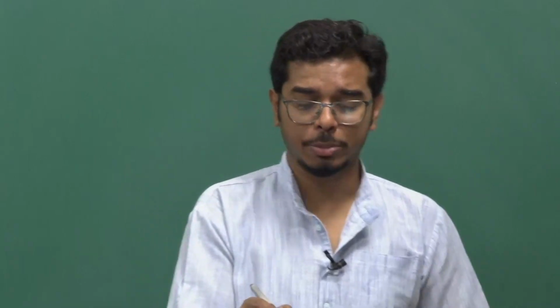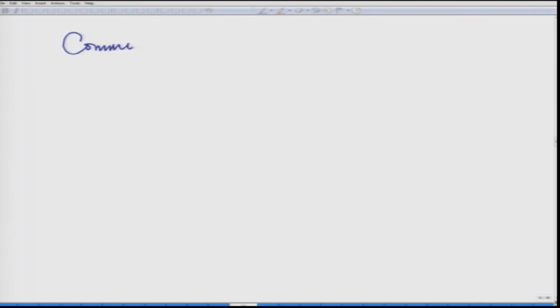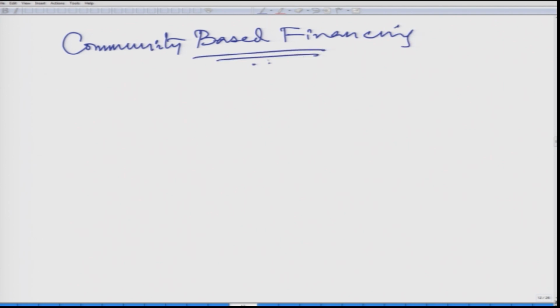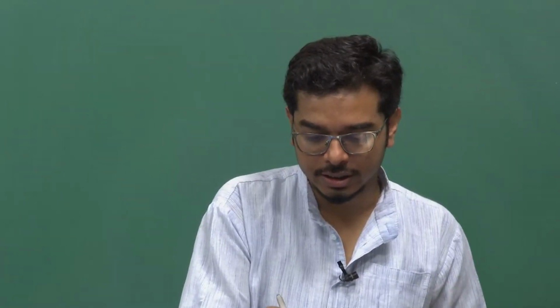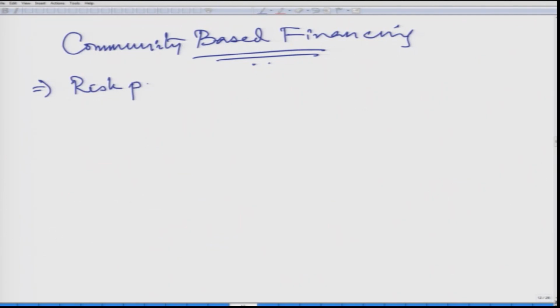The next one is community based financing. In community based financing, it basically refers to a particular community. They all form a network and then they pool money. So it's risk pooling within a community.